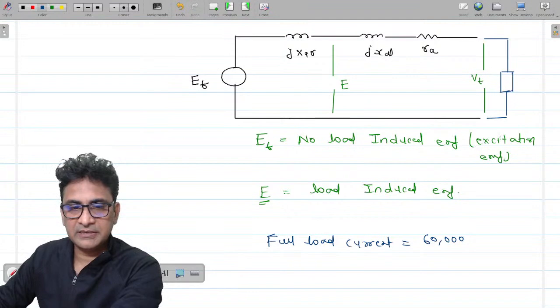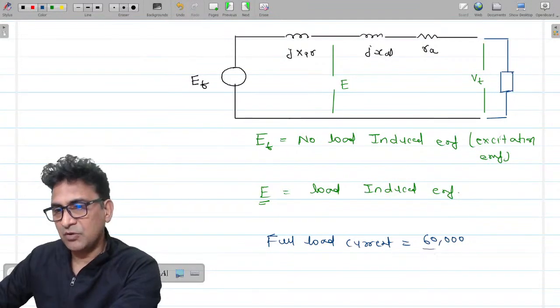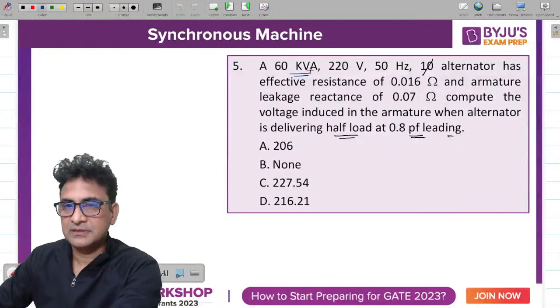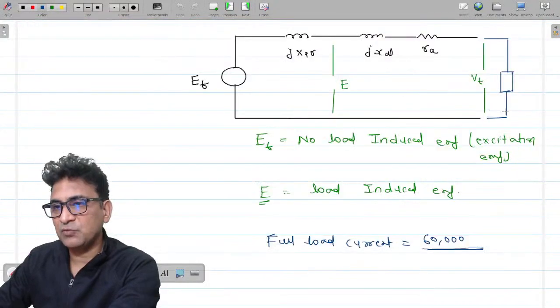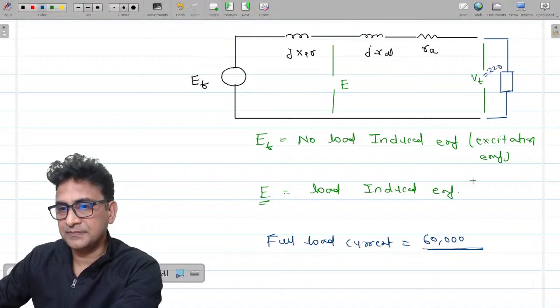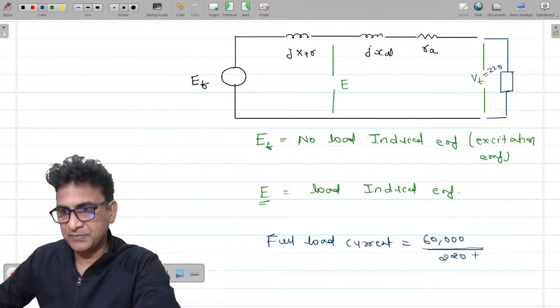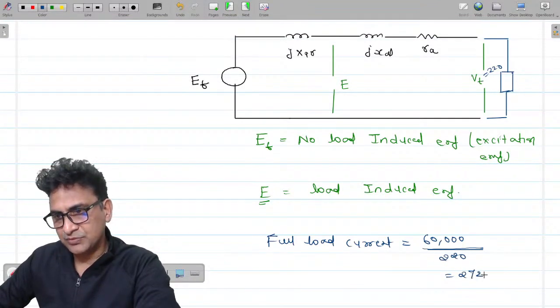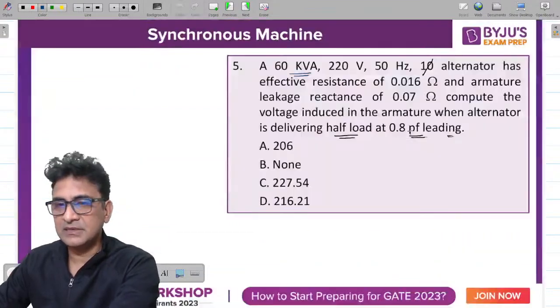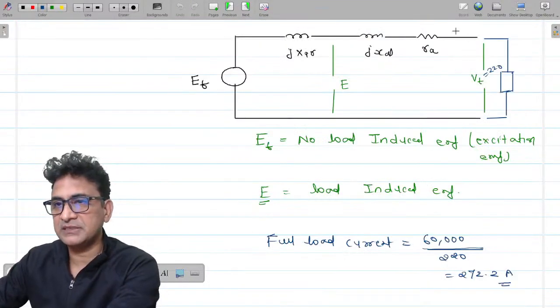When the alternator is operated in rated condition, it would give 60,000 VA power, and the voltage here is 220 volt. So it is 60,000 divided by 220, which is 272.2 ampere. This is my full load current. But here the load is half of the rated load. That means the current that would flow will be half of the rated current.